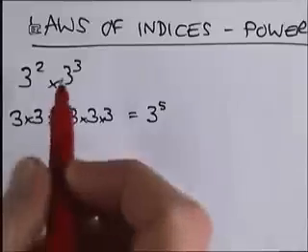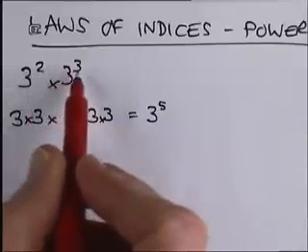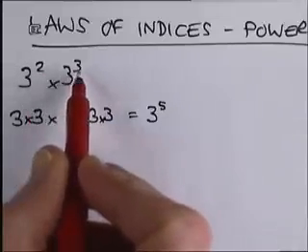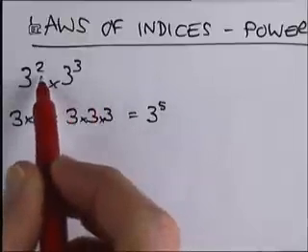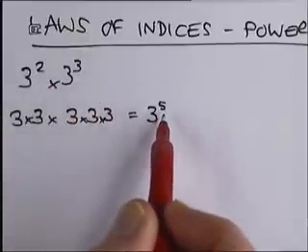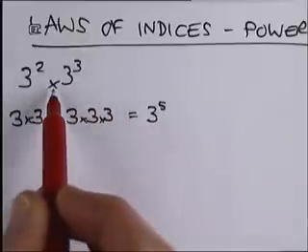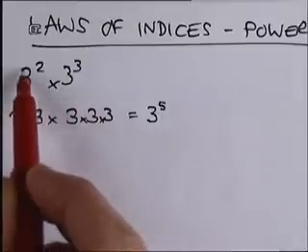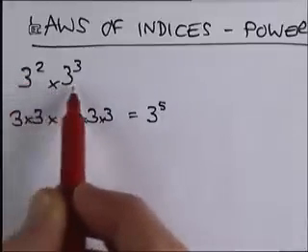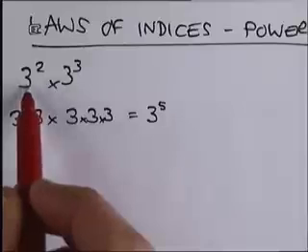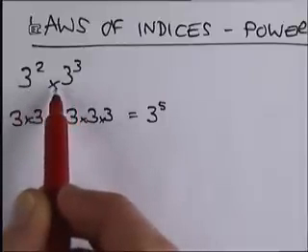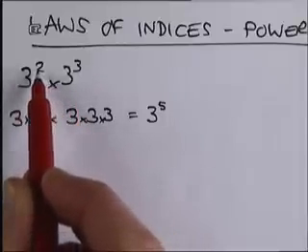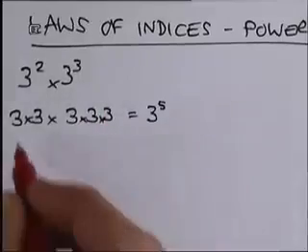Now what you can actually do with these, you can just spot that these powers, these indices, just get added together. So the 2 and the 3 added together give us the 5. So if you're multiplying and the big numbers here are the same as each other, and that's important, these big numbers have to be the same as each other, you can just add the powers together.